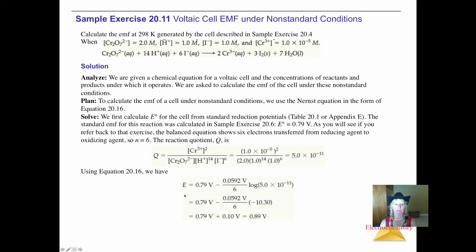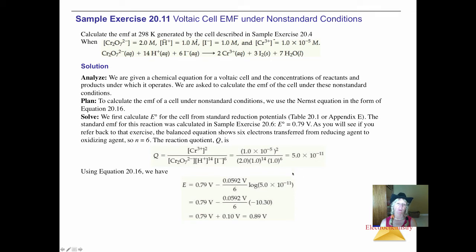Well, I know I'm going to have to use that equation of the cell voltage under non-standard conditions equals the standard voltage minus 0.0592 over the number of moles of electrons times the log of the Q.